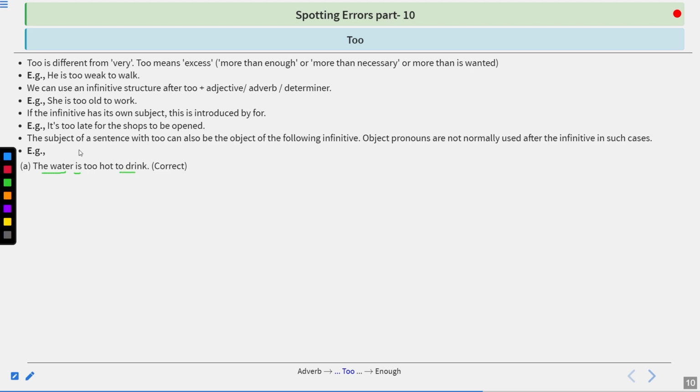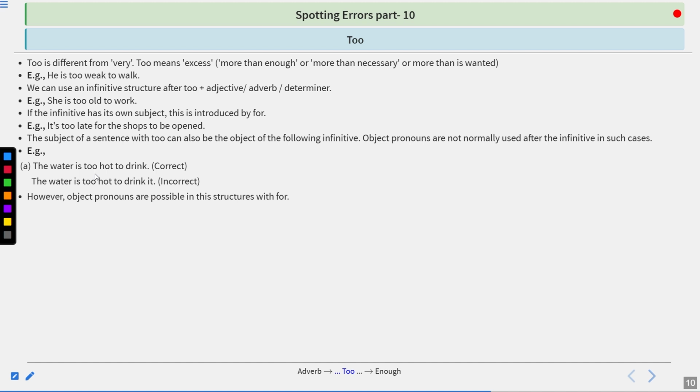So again, we can read the subject of a sentence with too can also be the object of the following infinitive. So the subject of the sentence can also be the object of the following infinitive. So it is an object also and the subject also. Subject of the verb is an object of the verb to drink. I hope you have understood. The water is too hot to drink it, which is incorrect.